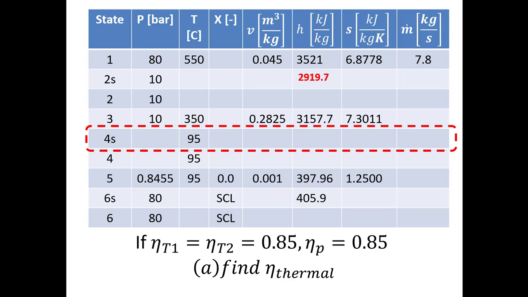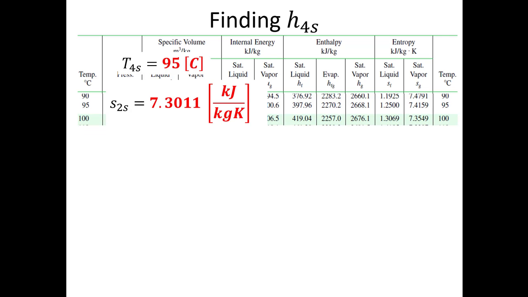I can try to find h4s here too, the other isentropic process. Right? So again, I know that s is constant. So I'm going to do the same thing. So this is going through my low pressure turbine now. Now I see that if I look for s2 at the temperature that's given here, then what I find is that s2s is in between sf and sg. So that means that I have a two-phase mixture here.